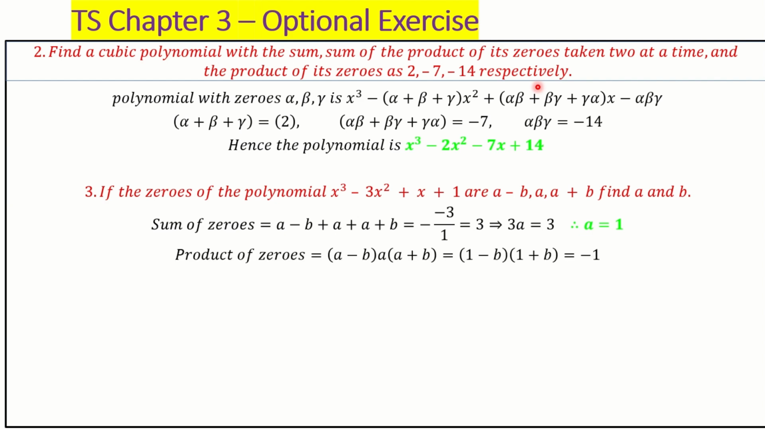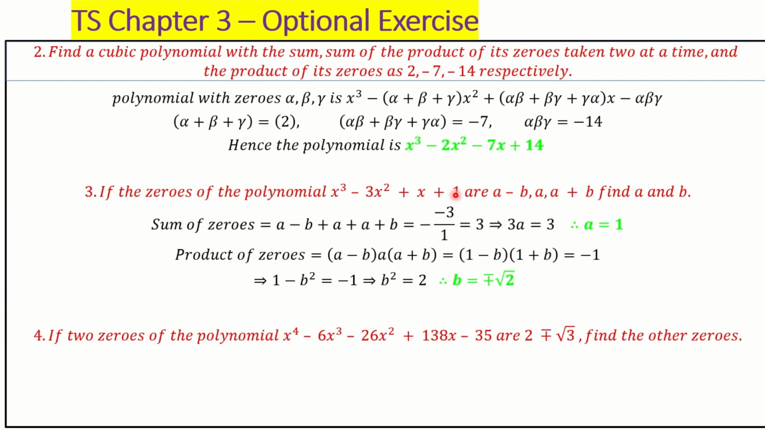Now you got a equal to 1. Now product of zeros is a minus b into a plus b, and a is already 1, we know. So 1 minus b into 1 plus b, which is equal to minus 1. That is minus d by a, correct? Which is minus 1 here. So now 1 minus b square equal to minus 1, which means b square equal to 2, so b is plus or minus square root of 2. Now you got b also.